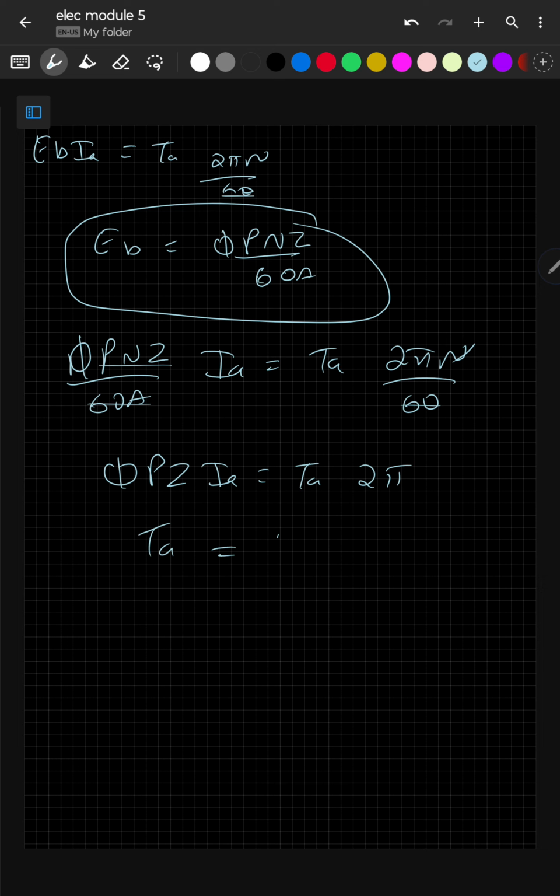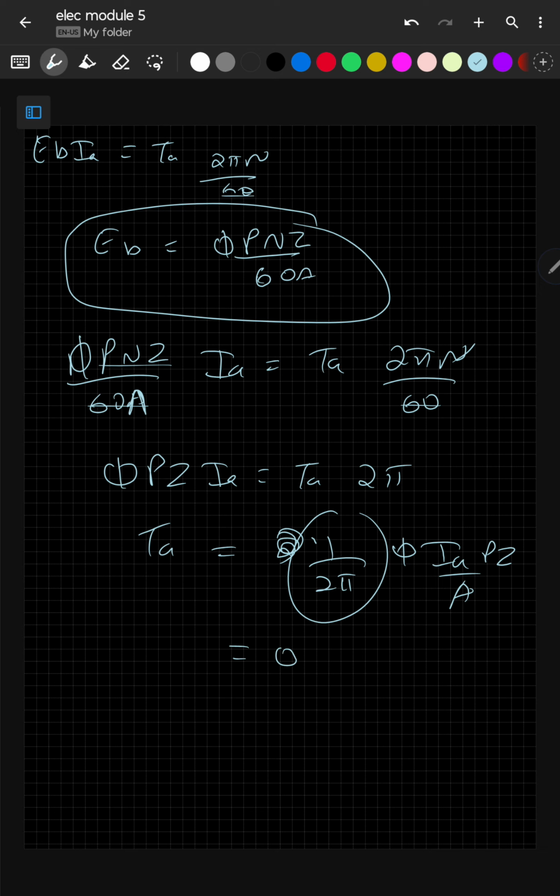TA equals, we need the TA equation only, right? TA equals 1 by 2 pi into phi IA PZ by A. This A is there only, it has not gone anywhere. So 1 by 2 pi is nothing but 0.159, phi IA PZ by A. This PZ by A becomes constant after construction. P is the number of poles, Z is the number of conductors, A is the number of parallel paths. All this you have to remember.